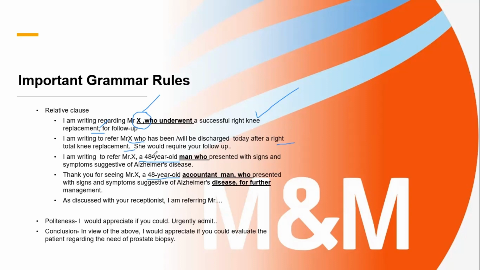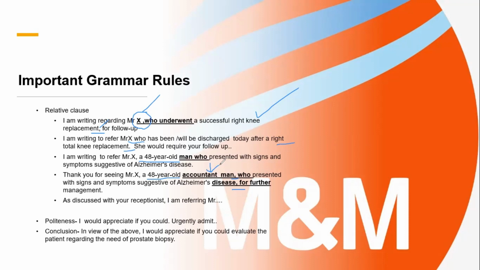So we can write it down: I'm writing to refer Mr. X, a 48-year-old man who presented with signs and symptoms suggestive of Alzheimer's disease for further management. This rule remains the same, but I have incorporated the appositive noun so that in the very first statement of the introduction, you can give a good impression to the examiner that you have density in your grammar. You are adding defining or non-defining clauses, and whatever you add, you are not making any grammatical mistake. Number one.